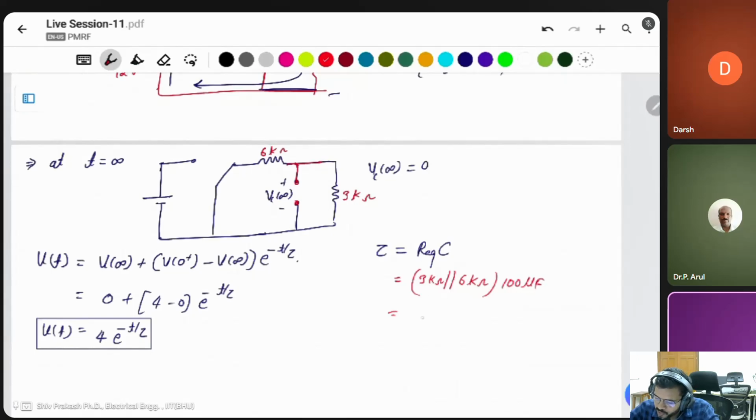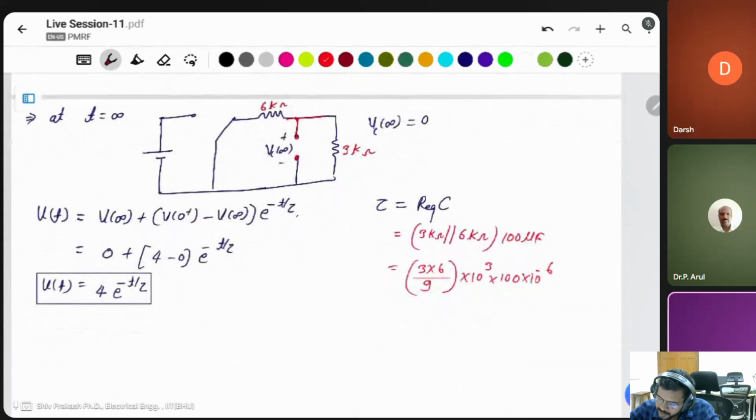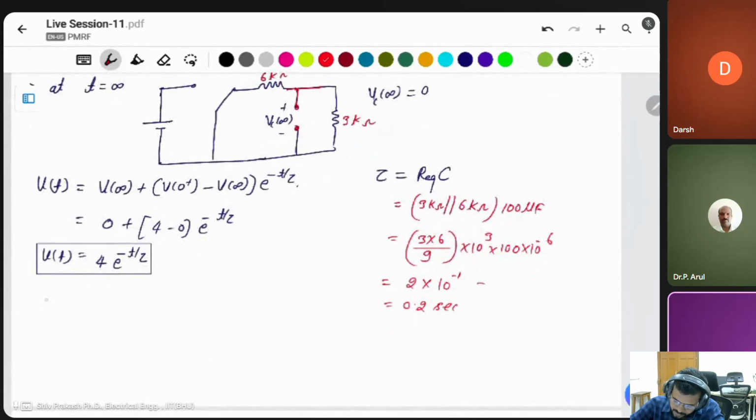3 kilo ohm and 6 kilo ohm, you know, 3 into 6 divided by 3 plus 6 is 2 kilo ohm. It means 10 to the power of 3 into 100 microfarad, 10 to the power of minus 6. This will be 2 into 10 to the power of minus 1, so tau is 0.2 second. Vt is equal to 4 into e to the power of minus 5t.